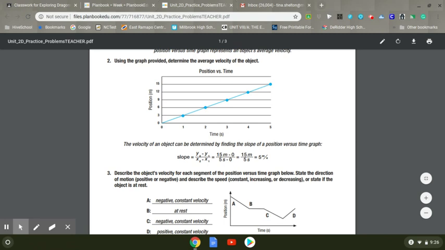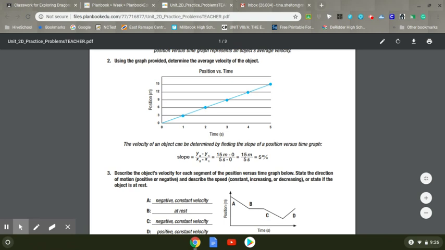So the velocity of an object can be determined by finding the slope of a position versus time graph. Now, that's not always true if it's not a position versus time graph. So you need to look at the graph and see what it's asking for and what it's giving you in order to determine the velocity. So slope, the equation is y2 minus y1 divided by x2 minus x1. So the points that we're using are 0, 0, and 5, 15.